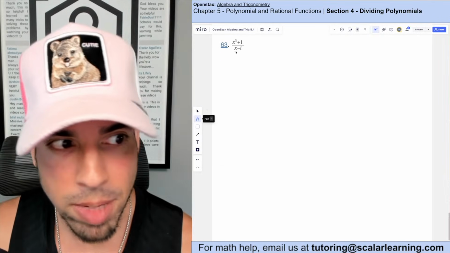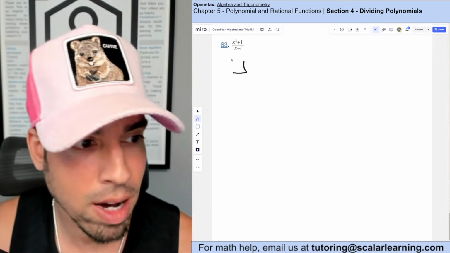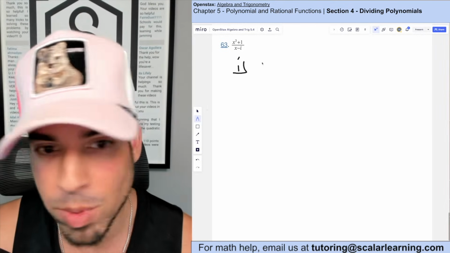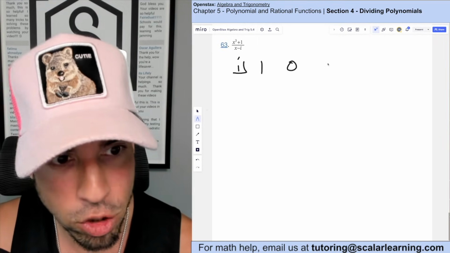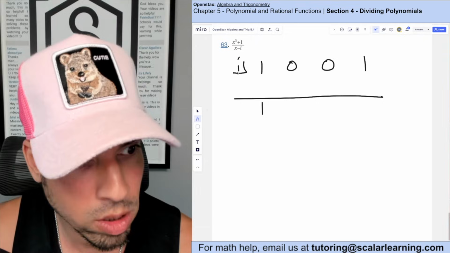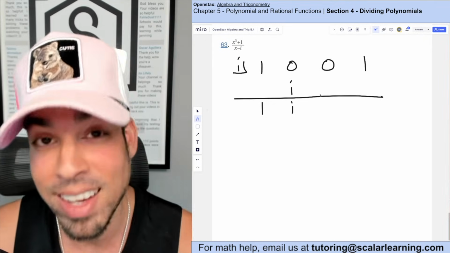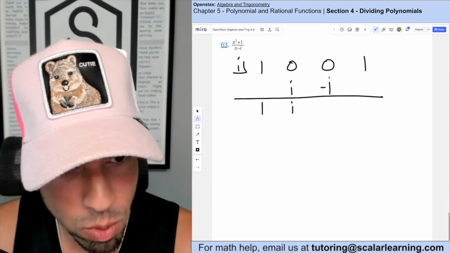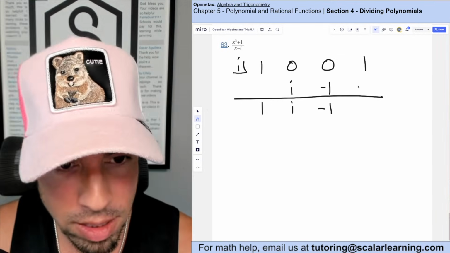Once again, we're dividing by x minus i. So for synthetic division, we take the opposite of that -i, which is positive i, and then we list out the coefficients. X cubed, that's 1. 0x squared, 0x, and then 1. And then let's go. Drop the 1. 1 times i is i. 0 plus i is i. i times i is i squared, which is -1. 0 plus -1 is -1. Then -1 times i is -i.